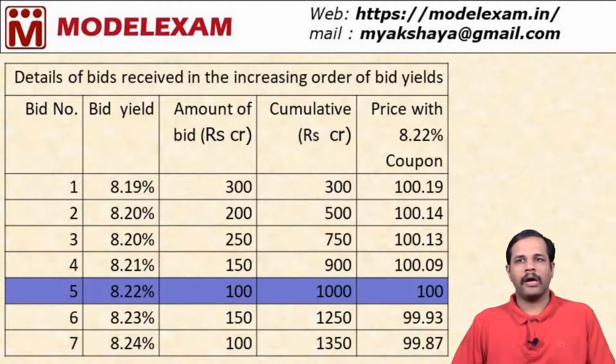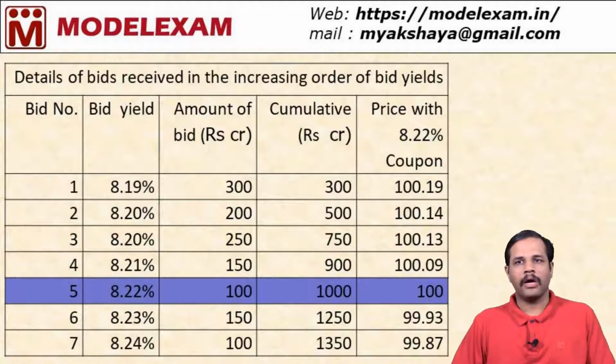Okay. And see the fourth column, cumulative. See the first bidder, he has bid for 300 crore and the second bidder has bid for 200 crore. So the total amount bid for becomes 500. So that is mentioned in the fourth column, that is cumulative.